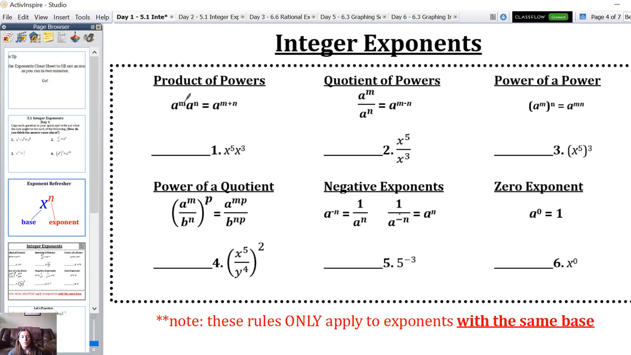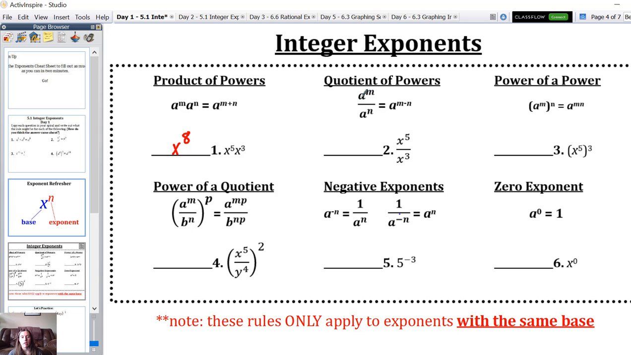If we have two bases that are the same, that are being multiplied, whatever their exponents are, we're going to add them. That's called the product of powers. So if we look at this first example, we have an x and an x. Those are both our bases. The exponents are 5 and 3. Since we're multiplying the bases, we're going to add the exponents. 5 plus 3 is 8, so this is x to the 8, x to the 8th power.